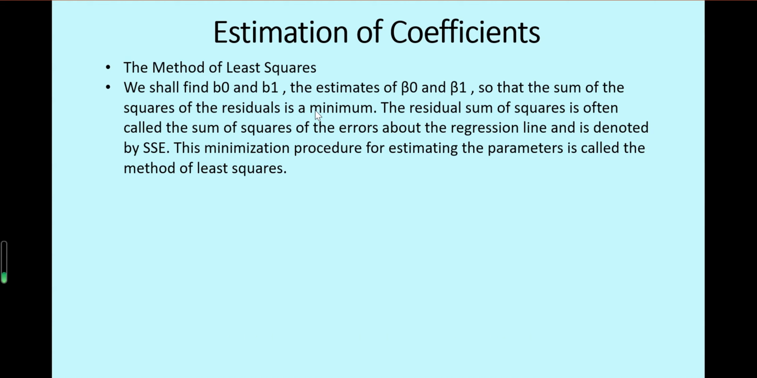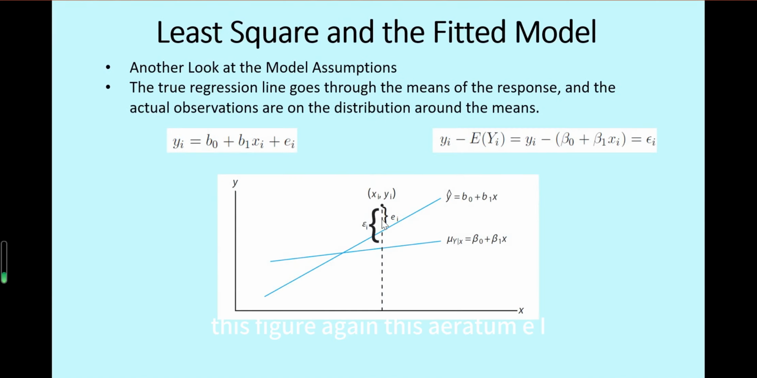The method of estimation widely used in the regression model is least squares. So we should find b0 and b1, which are estimates of beta 0 and beta 1, so that the sum of the squares of the residuals is a minimum. So the estimation process is an optimization problem. We have to minimize this error term between the fitted line and the observed value. The residual sum of squares is often called the sum of squares of the errors about the regression line and is denoted by SSE. If you look at this figure again, we take the sum of these error terms squared, called SSE.